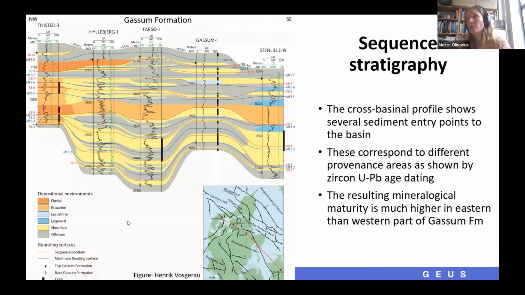And these are sequence stratigraphic interpretations between some of the wells, showing how, for example, here at Thisted, there is a thick sandstone reservoir with fluvial estuarine sandstones. As you go further out in the basin, the reservoir consists of a lot of smaller shoreface units. And then going further to the southeast, you again get some thicker sandstones because sediment was supplied from different parts of the basin hinterlands.